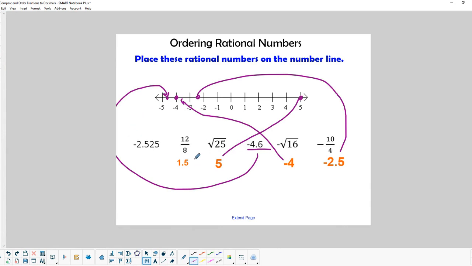The next one, 1.5. So 1.5 is going to be right here. And my last one, -2.525. So that's going to be a little more than -2.5. So that's going to go right there. Just going to really crowd that point right there. So there we go. We've got all 5 of them placed on the number line.